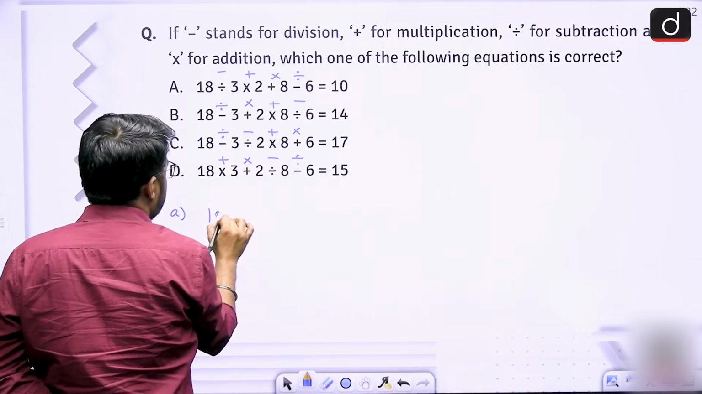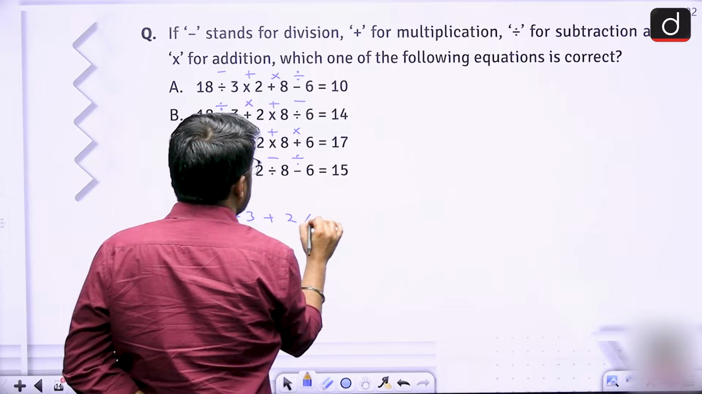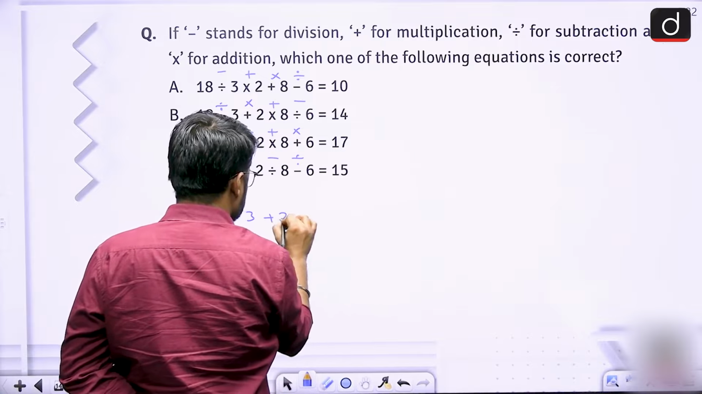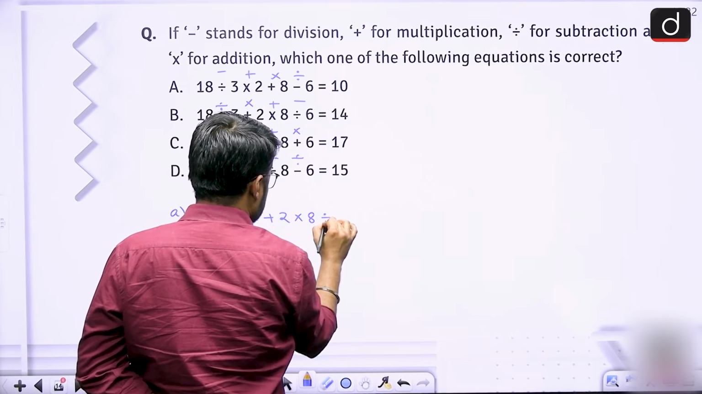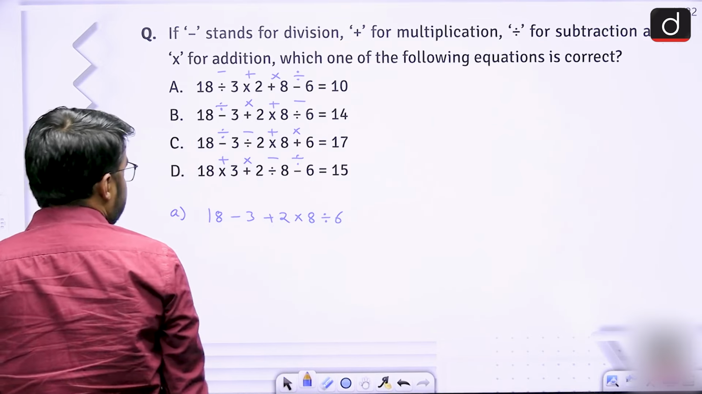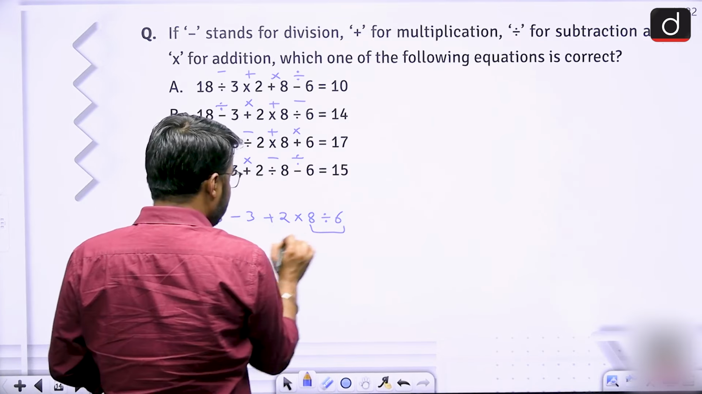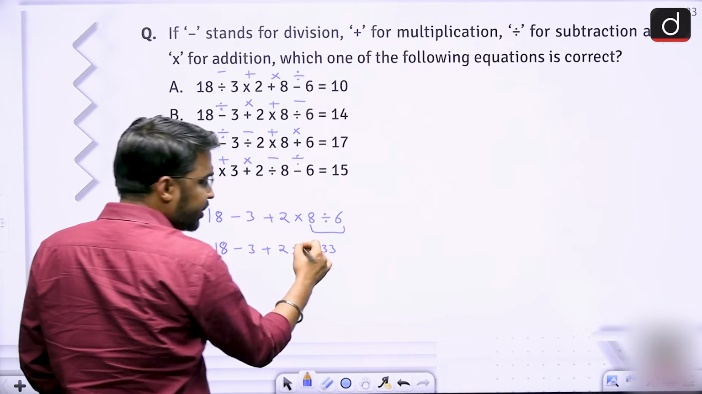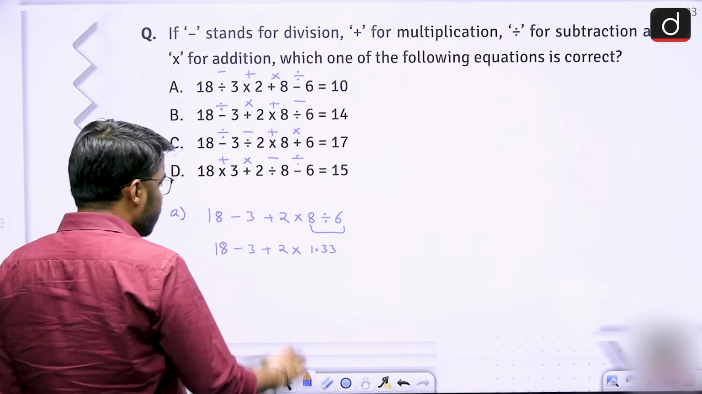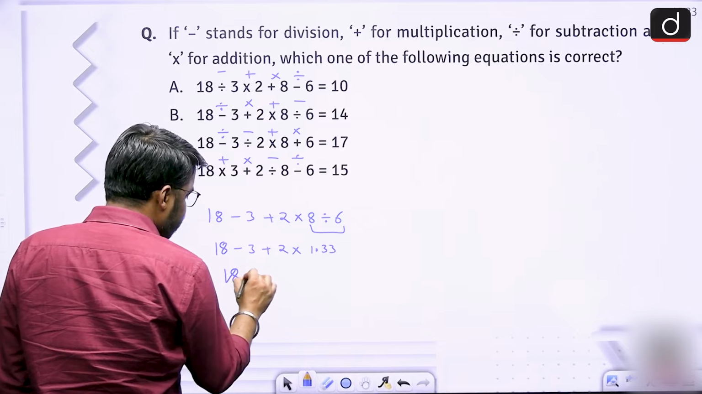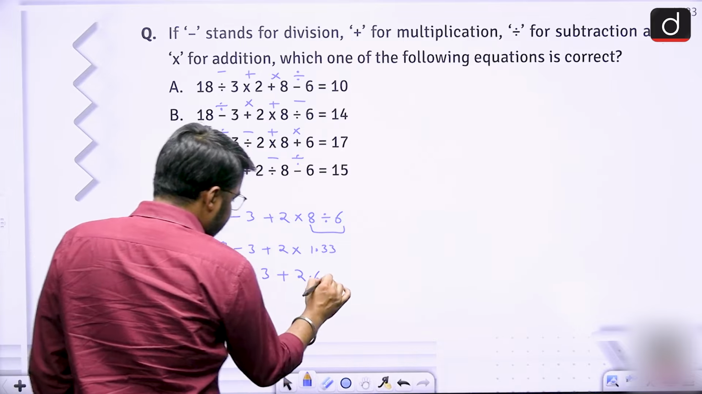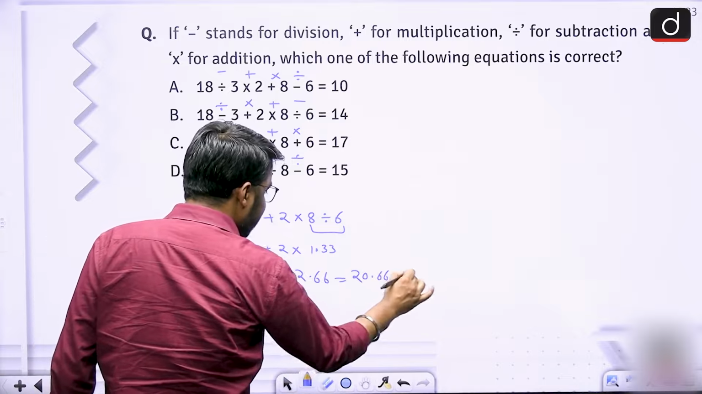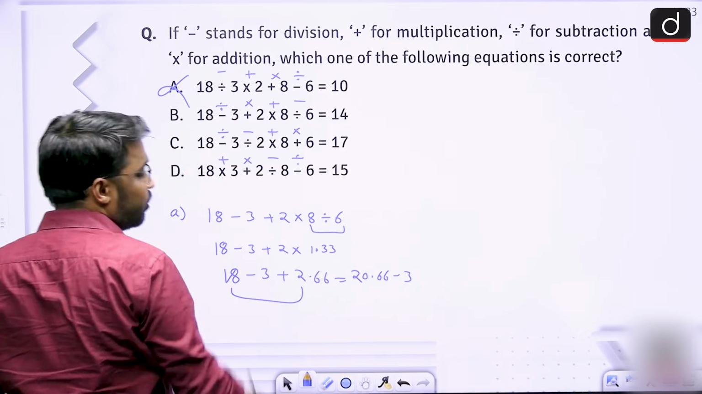So option A is 18 minus 3 plus 2 multiplied by 8 divided by 6. Alright, now let's solve this. See, 8 divided by 6 is 1.33, non-terminating. The rest of the equation will be kept as it is. Now 2 into 1.33 is 2.66. Now 18 plus 2.66 is 20.66, minus 3 is 17.66, which will not be equal to 10.